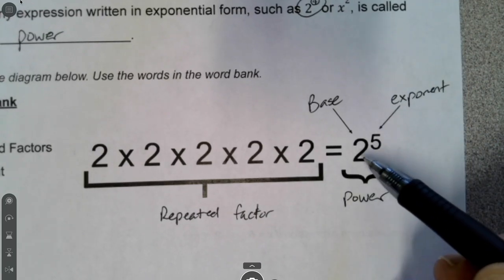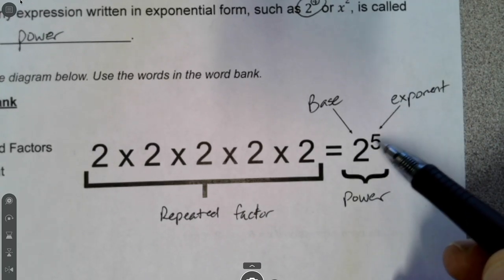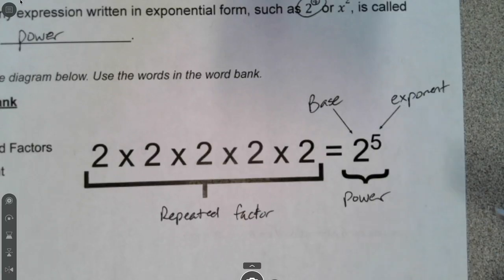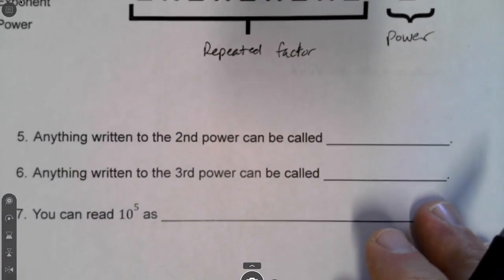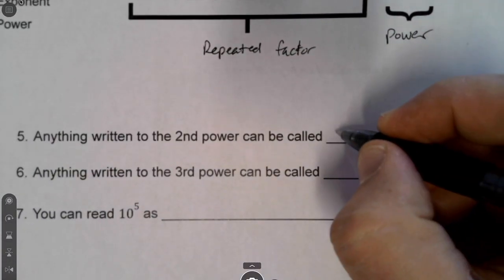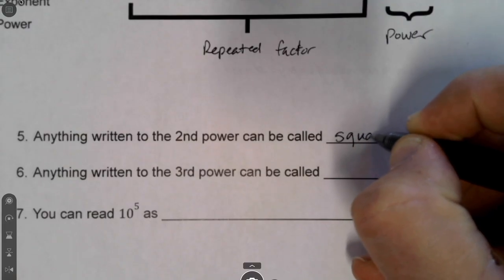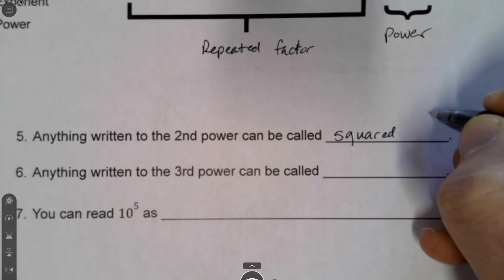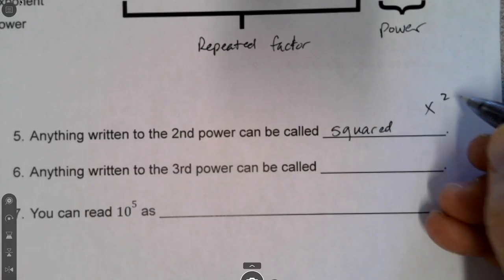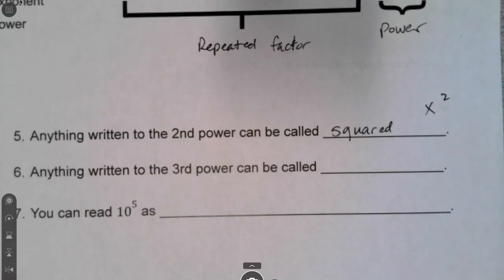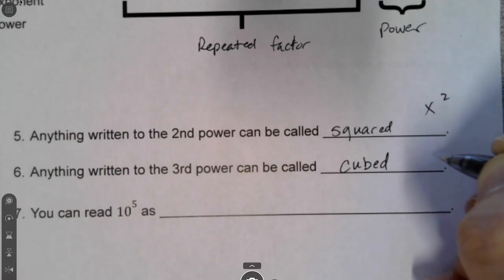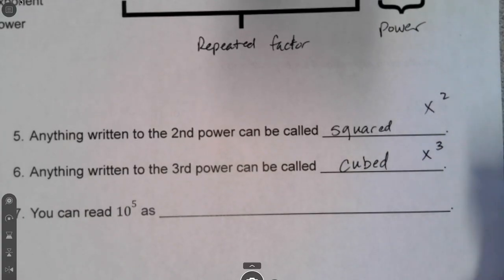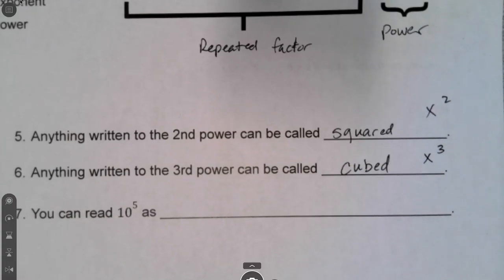So the base is the number written in normal size. The exponent is written a little smaller up higher. And then them together is called the power. Just a reminder, anything written to the second power can also be called squared. So like this, you can say x to the second power, or you can say x squared. To the third power, it's called cubed. So that's not only x to the third power, that's x cubed.